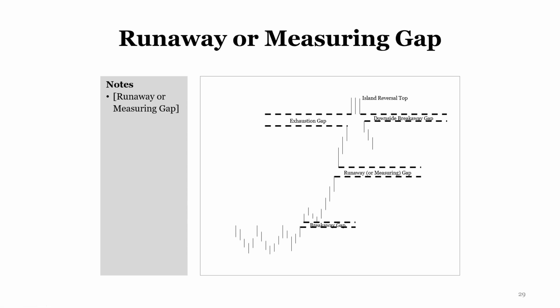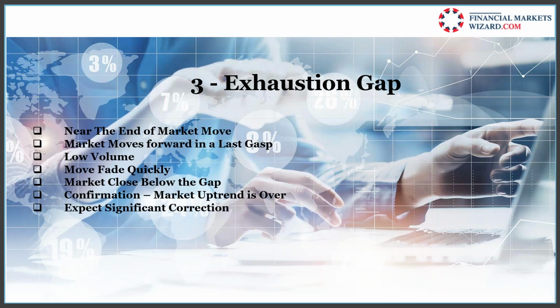Now, the third one is called the exhaustion gap. An exhaustion gap occurs near the end of the market move. There's a third news which is announced, and the stock further gaps up, but this gap is not powerful. There's no volume, and it fades quickly, and the gap can be filled easily, and the market trend is over. Basically, there are last retail buyers left, and they are chasing the stock.